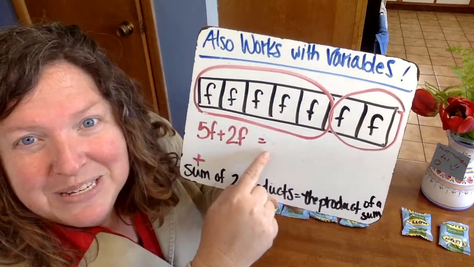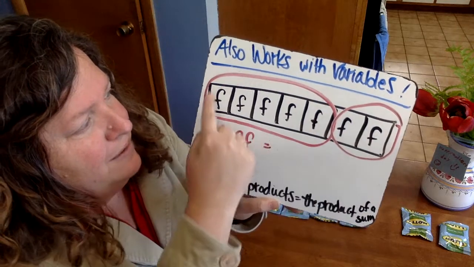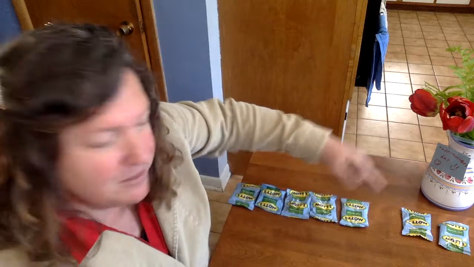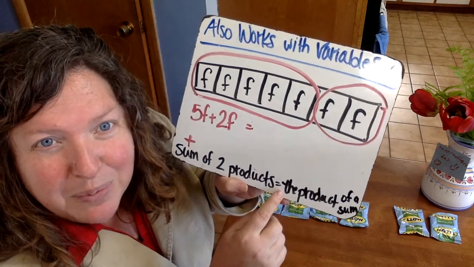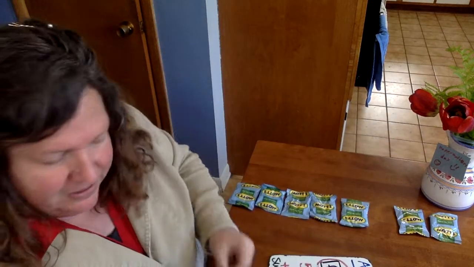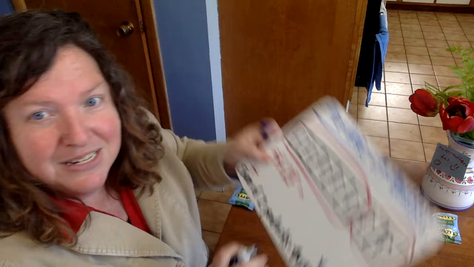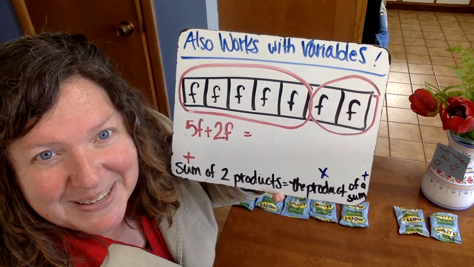What would that look like? All right, I've just done a little erasing and I just wrote this over here. 5F plus 2F, so there's 5 groups of F. There's 2 groups of F. Here we have 5 groups of F and 2 more groups of fruit snacks, a mystery number of fruit snacks. We know with the distributive property, it could equal the product, again, that's multiplication, of a sum, and that's addition. So it could equal a multiplication of an addition problem.